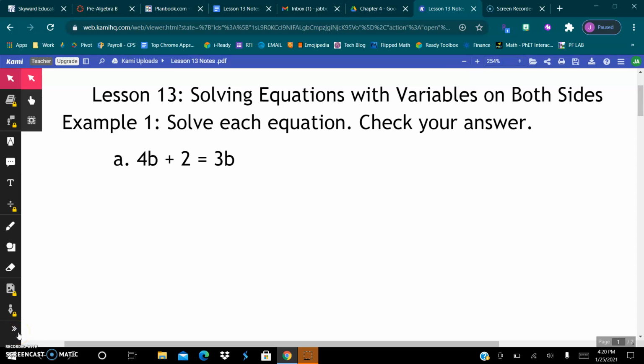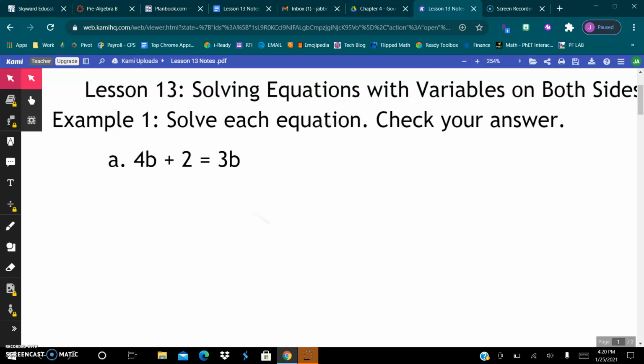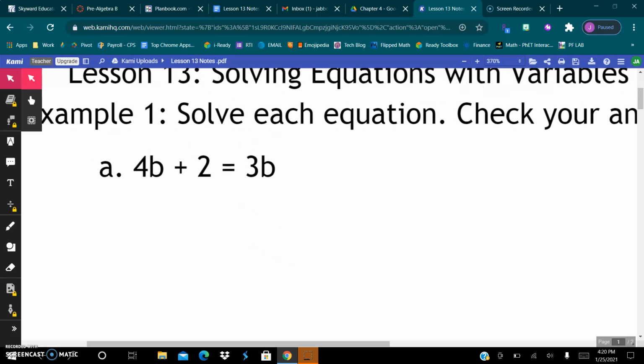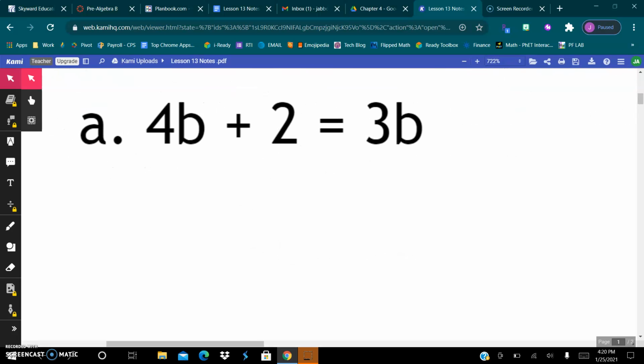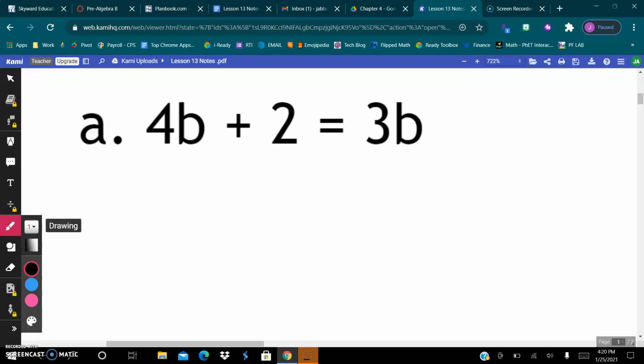So we have reviewed solving equations with one step, two steps, and multi-step. Now we're going to take a look at equations when we have variables on both sides. So there's just one extra step here to solve these. And for our first example, we have 4b plus 2 equals 3b.